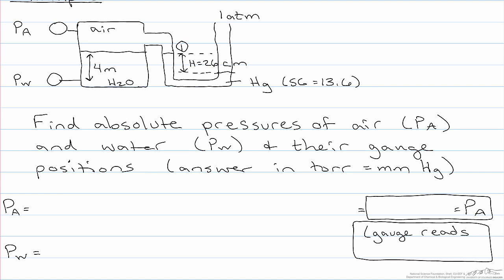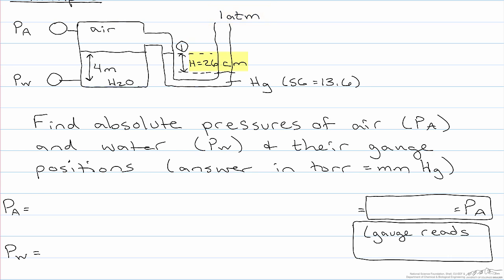In this problem, we have a tank with air above water. We have a pressure gauge in the air, and we have a pressure gauge at 4 meters below the surface of the water. And then we have this attached to a manometer, which has mercury in it, that is open-ended, and it goes to a pressure of 1 atmosphere at the open end.